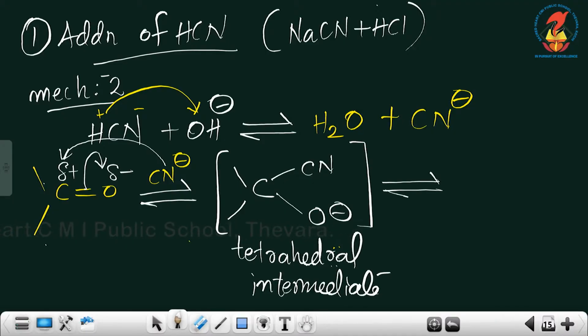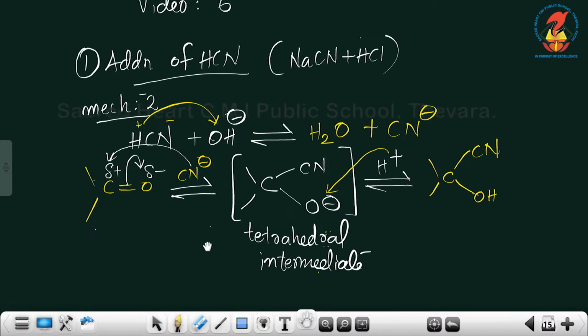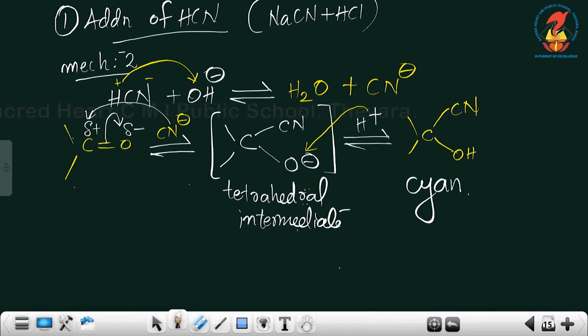Now second step, again reversible. And what is the second step in nucleophilic addition reaction? Addition of H plus. Now H plus will be added to where? Definitely being positive, it will be added to the negative center, that is oxygen. And what we are getting here is single bond O minus will become OH. This is the product we are getting. And these products are called cyanohydrins.